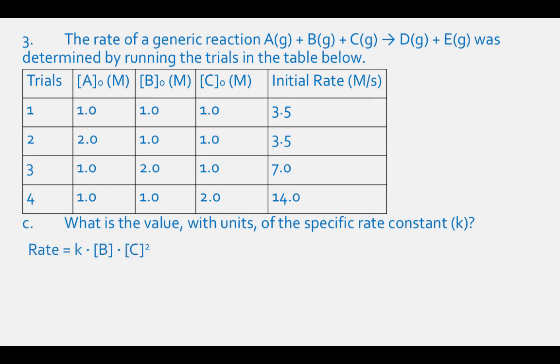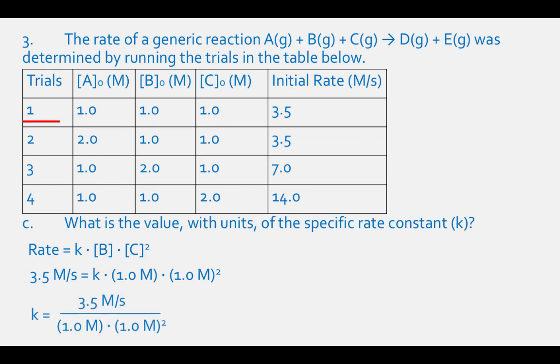For letter C, to find the value of the rate constant and its units, pick a trial and plug the values into the rate law expression. We will use trial 1. Therefore, we will have 3.5 molar per second equals K times 1.0 molar times 1.0 molar squared. K therefore equals 3.5 molar per second divided by 1.0 molar squared. K equals 3.5 and the units are 1 over molar squared times second.